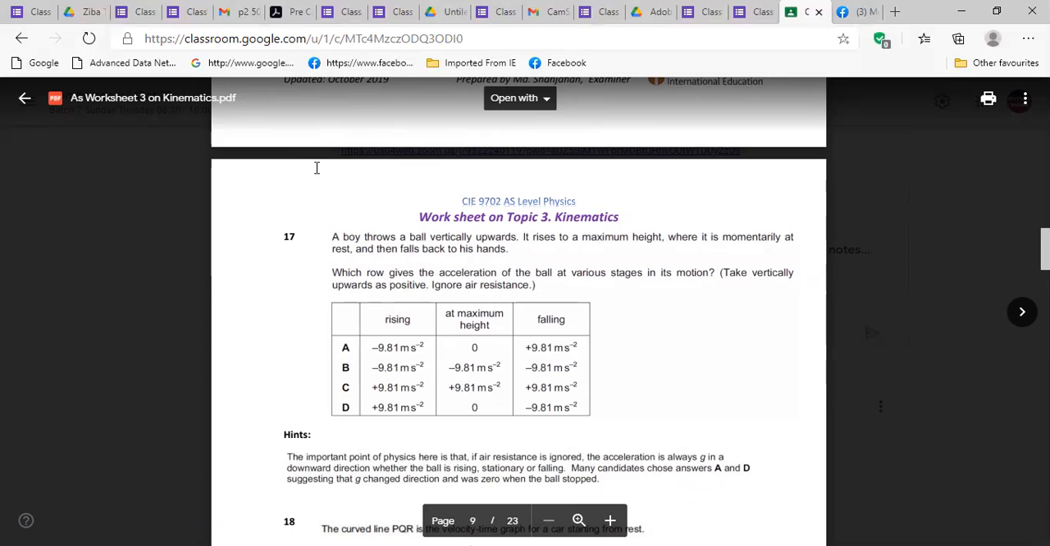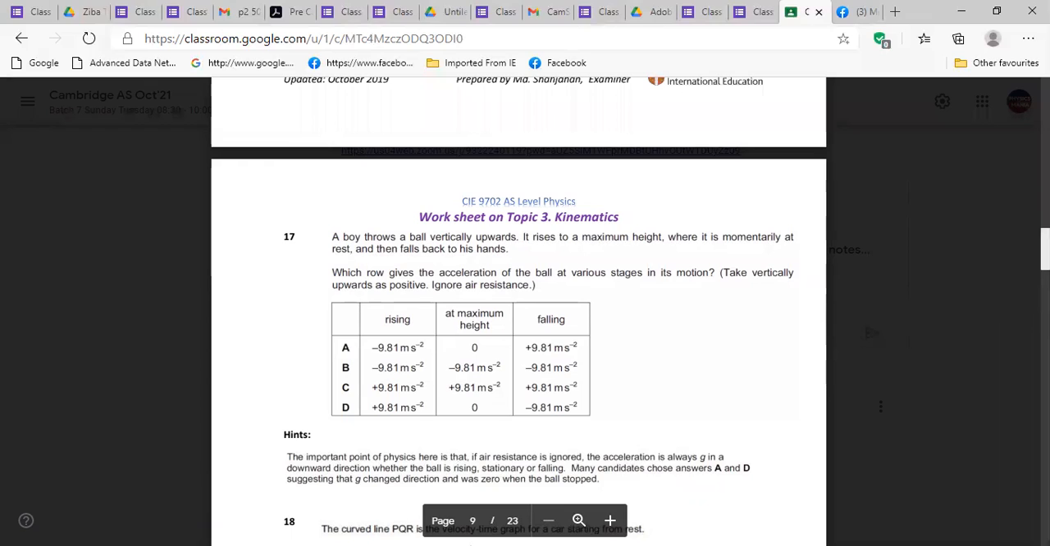Hence, the important point of physics here is that if air resistance is ignored, the acceleration is always g in a downward direction, whether the ball is rising, stationary, or falling. Many candidates choose answers A and D, suggesting that g changed direction and was zero when the ball stopped.